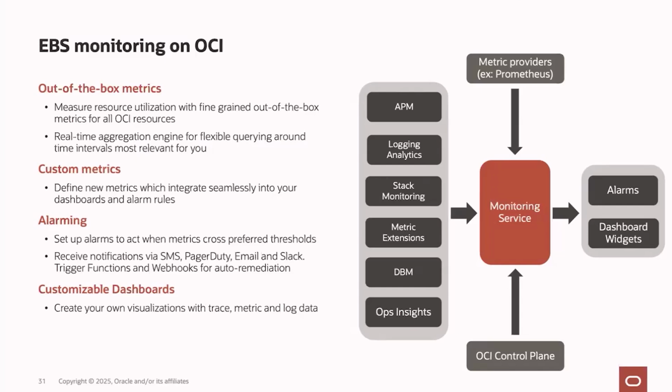And in addition to what's coming in from the observability and management services, you're also getting all the metrics that are coming in from the OCI control plane. And if you have any metric providers set up, such as Prometheus, you can also push metrics to the Monitoring service that way. That opens the ability to create alarms on all these metrics that are coming in, or pull those metrics as dashboard widgets into your own custom dashboards. So I just wanted to show you what that looks like here.